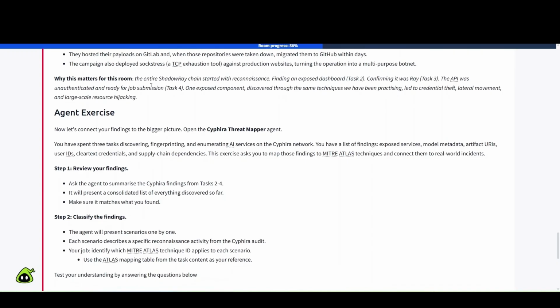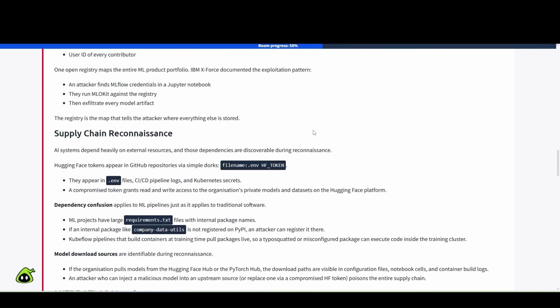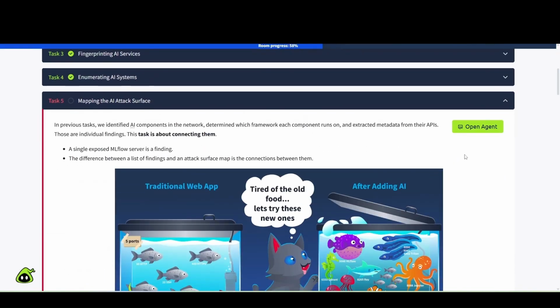Why this matters for this room. The entire ShadowRay chain started with reconnaissance: finding an exposed dashboard, task 2, confirming it was Ray, task 3, and the API being unauthenticated and ready for job submission, task 4. One exposed component discovered through the same techniques we have been practicing led to credential theft, lateral movement, and large-scale resource hijacking. All of this adds up, and you can chain this stuff together to carry out your attacks.